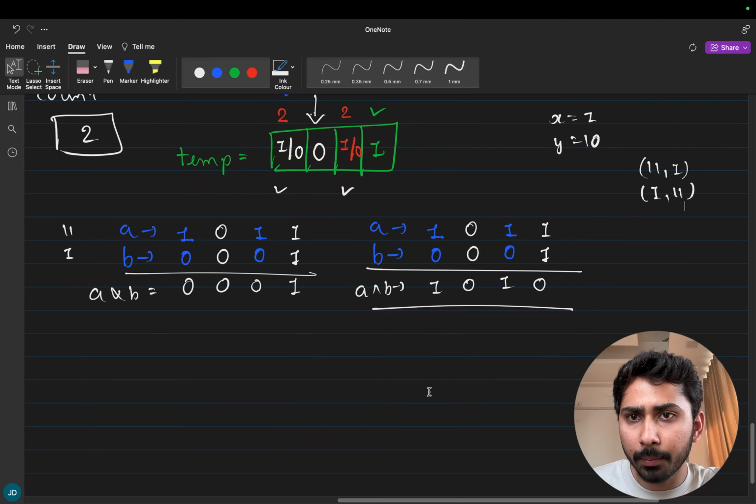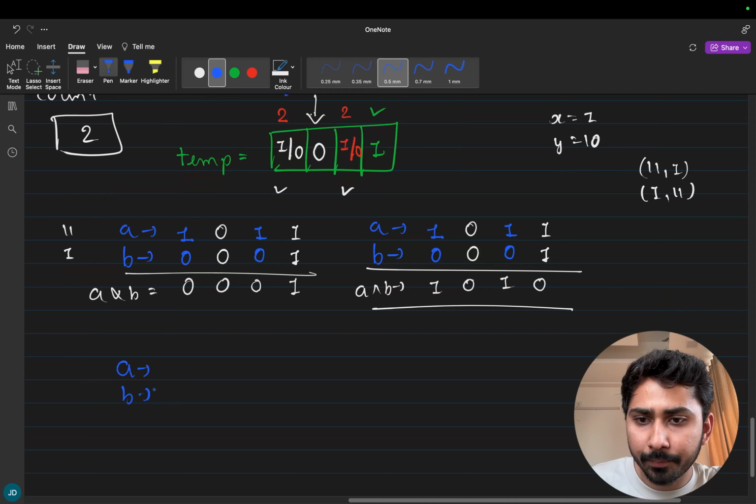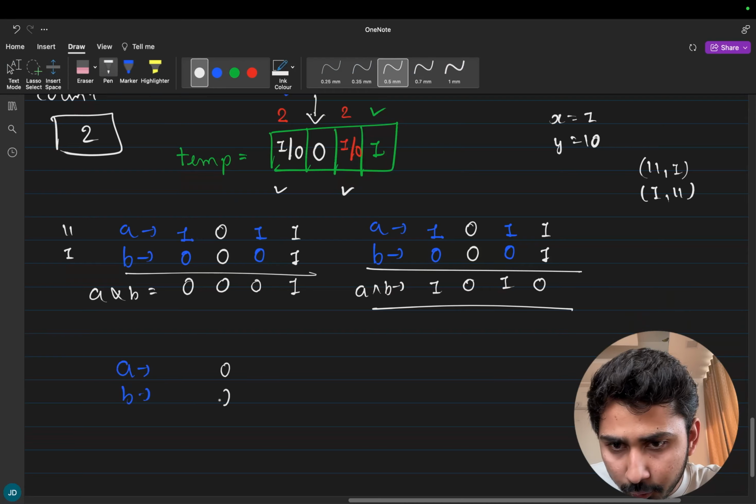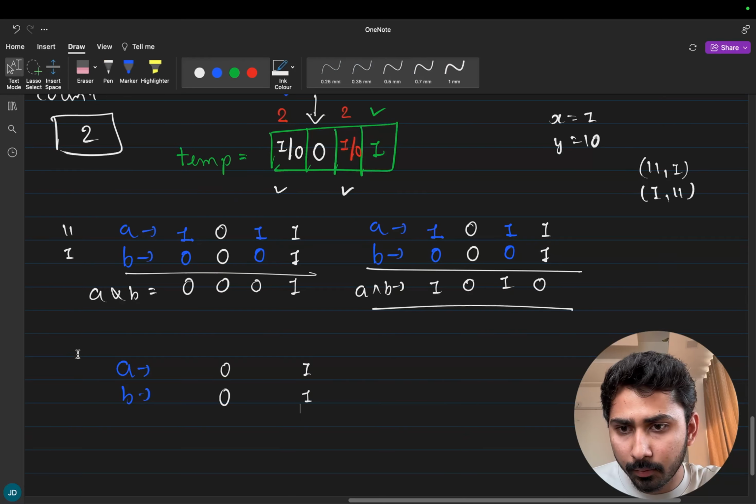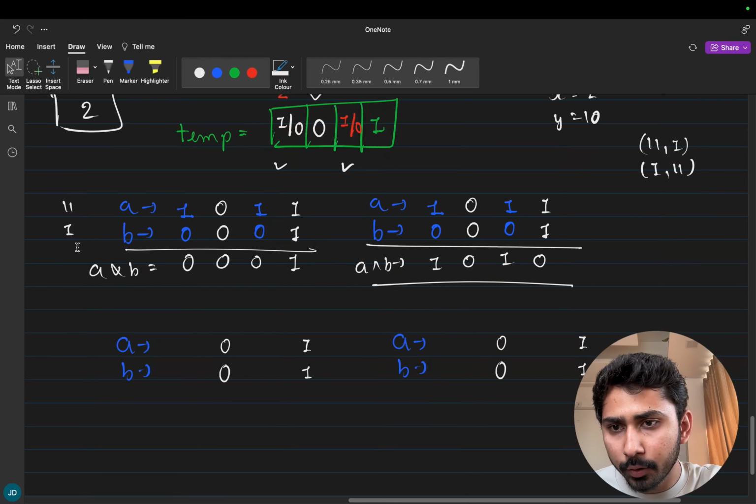Now let's try to see other possibilities. So generating another number A and B. The fixed bits are 0, 0 and 1, 1. And we know the output should be this.